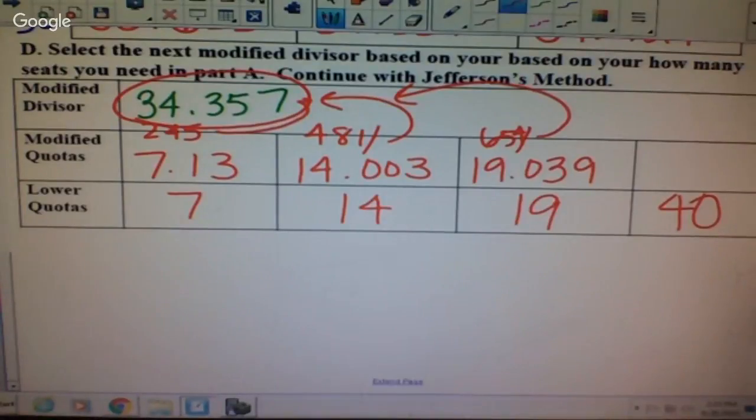I don't like to do this method because when you have like 6 states, this becomes a royal pain. So I'm going to show you how to do this on the calculator.